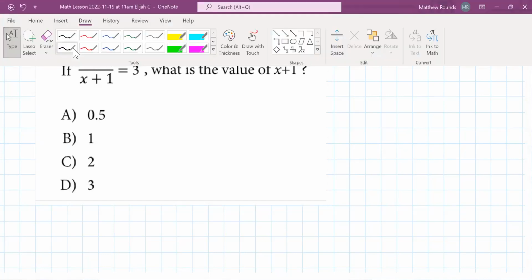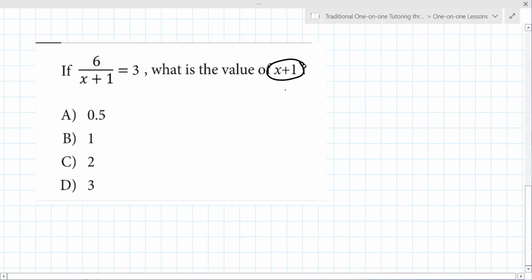What you want to really do is pretend that whole thing is the variable and you're circling it. So would I multiply by x plus 1 to get that out? Well, you could, but you just said the answer. You just said x plus 1 has to equal 2. Oh, okay, I see that.